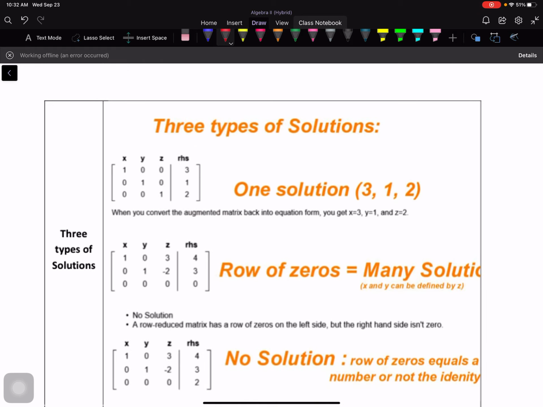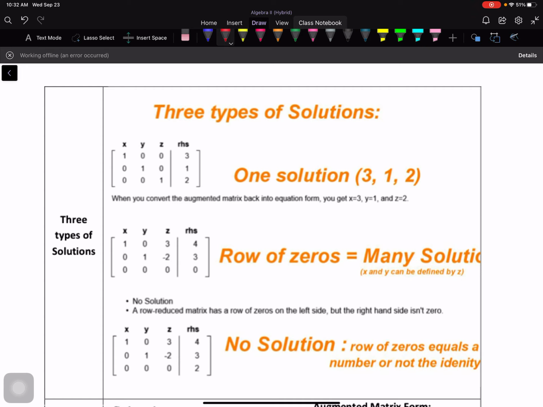Scrolling down here, there are three types of solutions that you can get. So if we have our diagonal here with all ones and everything else to the left of this bar, we're thinking of the bar like an equal sign. Everything to the left of that bar is zeros except for the diagonal, which has ones. That means we have one solution, which is made up of the first number will be x, the middle number will be y, the bottom number will be z. Here's how we'd write our answer. X is 3, y is 1, z would be 2.